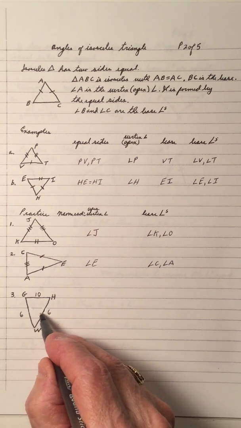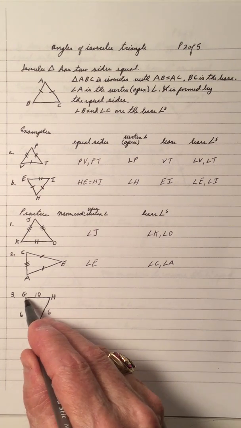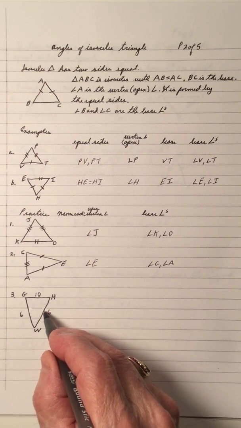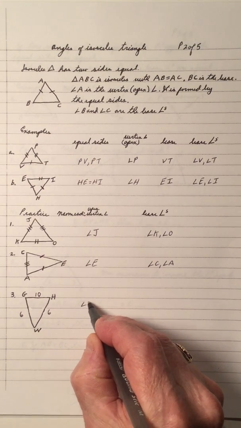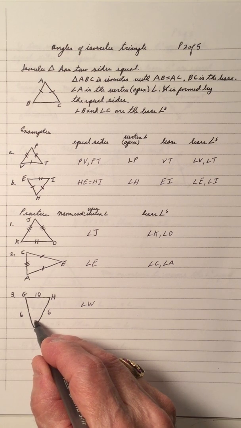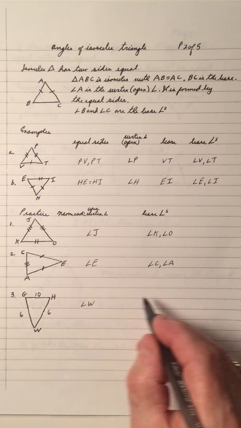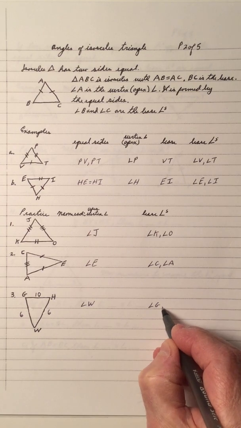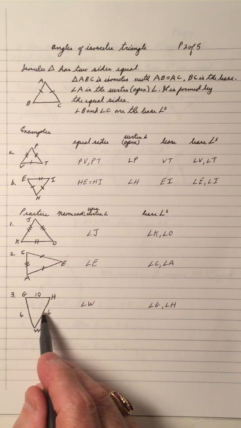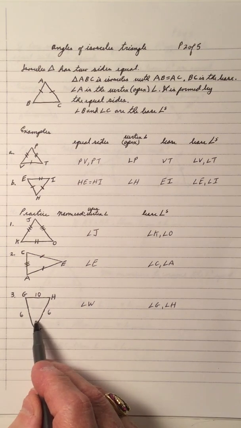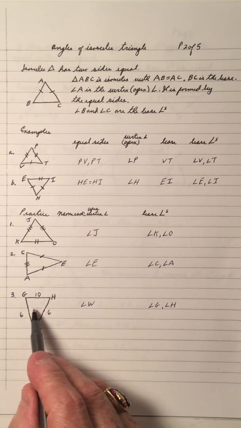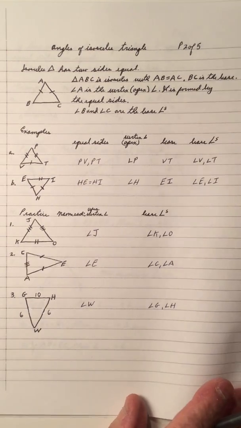Number 3, these two sides are 6 and 6, and GH is 10. So the vertex angle is W, the angle formed by the two equal sides, the vertex angle and the apex angle, and the base angles are G and H. Again, the two equal sides, then you have the apex angle formed by the two equal sides, and the other angles are the base angles. Two equal sides, two equal angles. Let's continue.